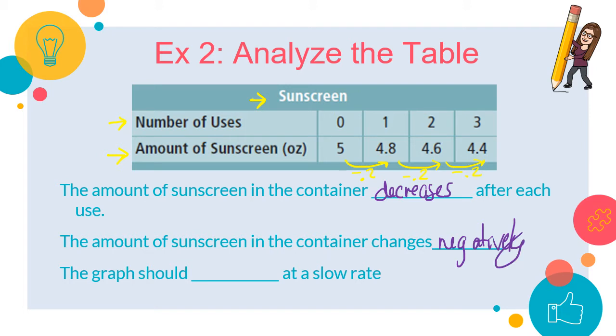The graph, if I was to graph this, should blank at a slow rate, meaning if I did a quick little sketch, I'm here, and then I'm here, and here, and here. So if I connected my dots, that graph should decline at a slow rate. All right, because it's very little. It's only 0.2 of a change.